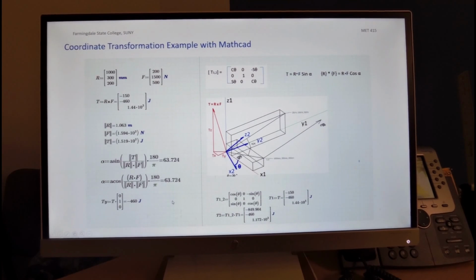We'll use Mathcad in upcoming presentations in order to do some calculations related to robotics. Thank you.